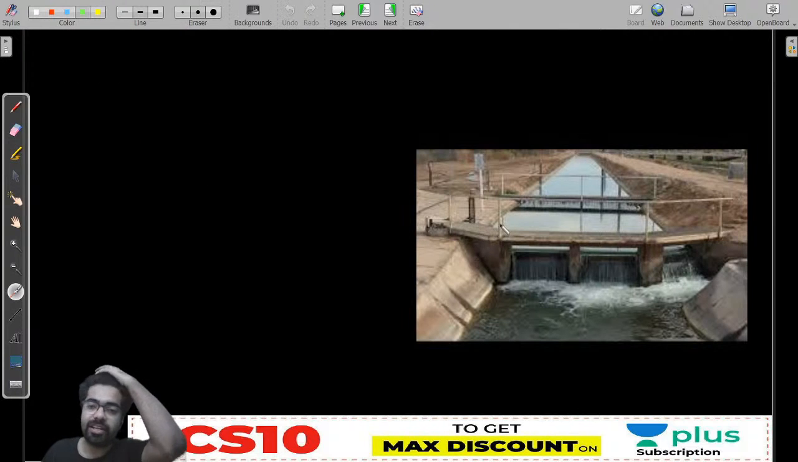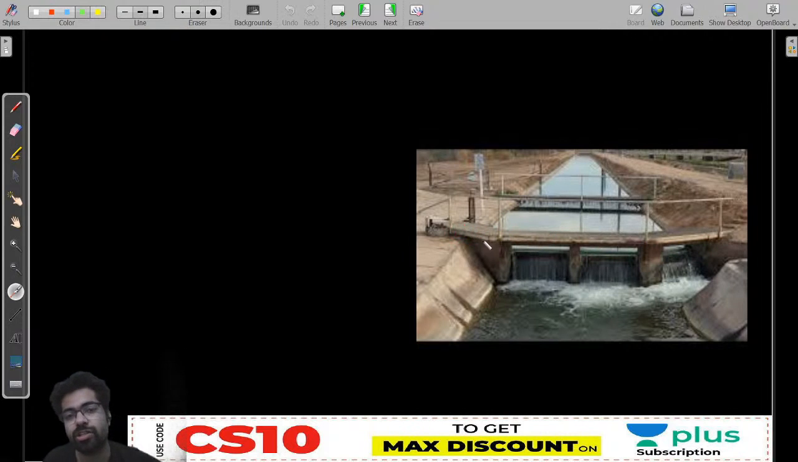You all must have witnessed this. Maybe you must have seen a small bridge from which you can cross the canal. Gates are provided. These are your pier walls, or you can say abutments. This is your regulator.